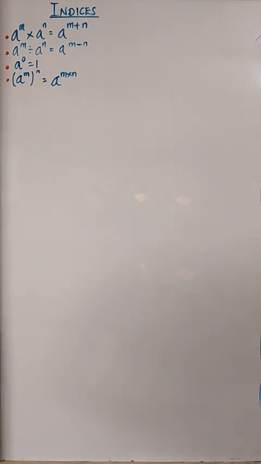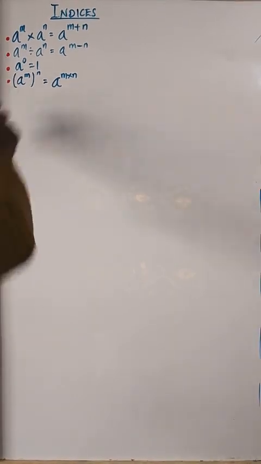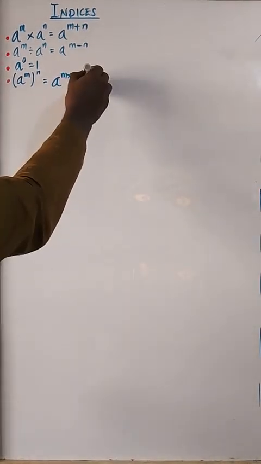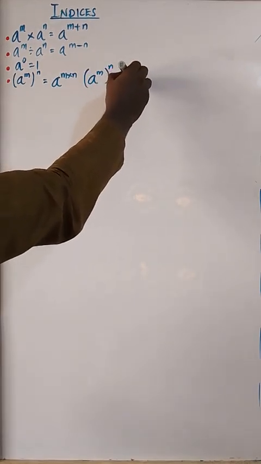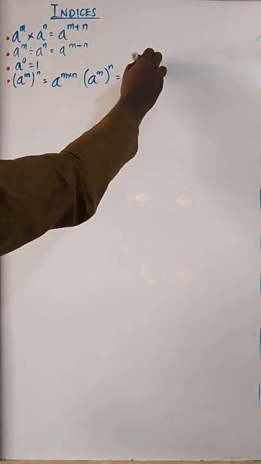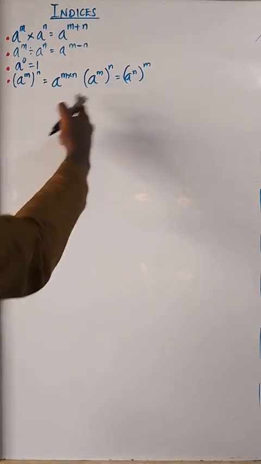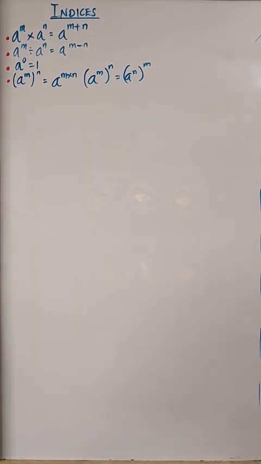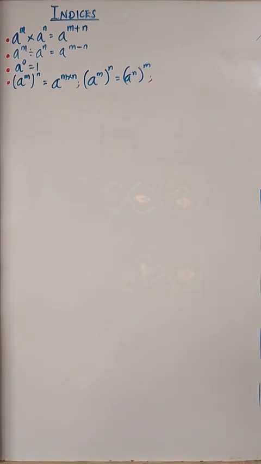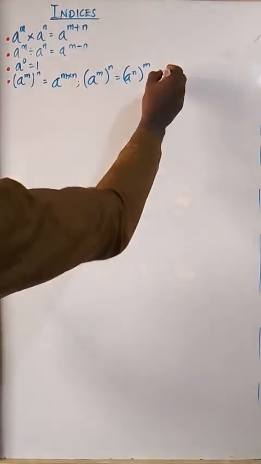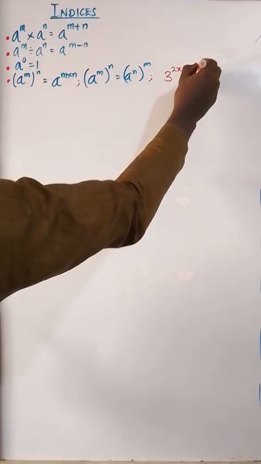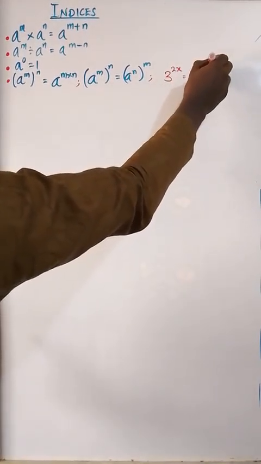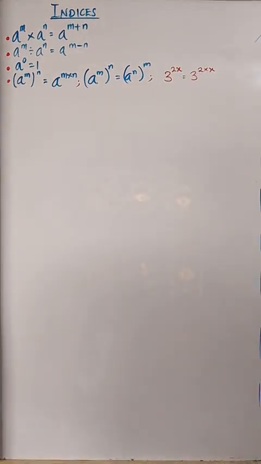And also, first, note this. A raised to power m raised to power n is the same thing as a raised to power n raised to power m, since m times n is n times m. For example, if I have 3 raised to power 2x, this is the same thing as writing 3 raised to power 2 times x. 2x means 2 times x.